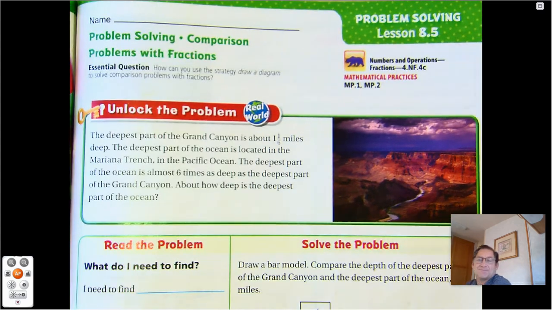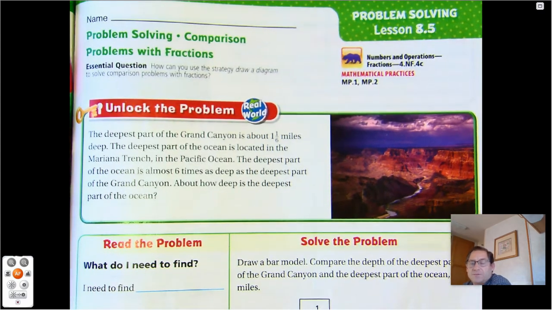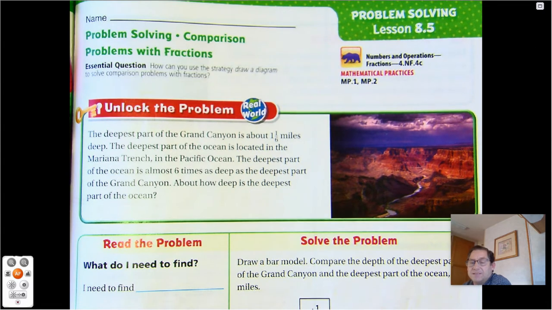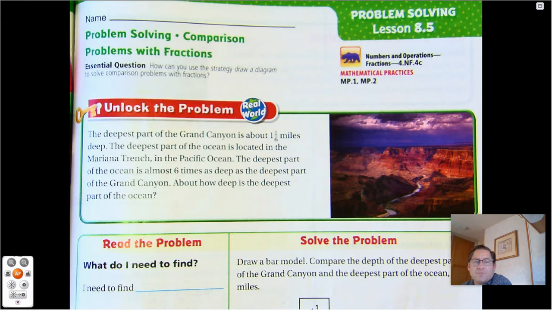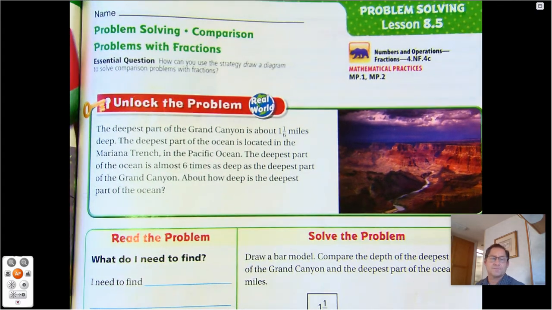Hello, everybody. So today we're finishing up Chapter 8, the last lesson in Chapter 8, problem solving, comparison problems with fractions. We are on page 347 of your math book.